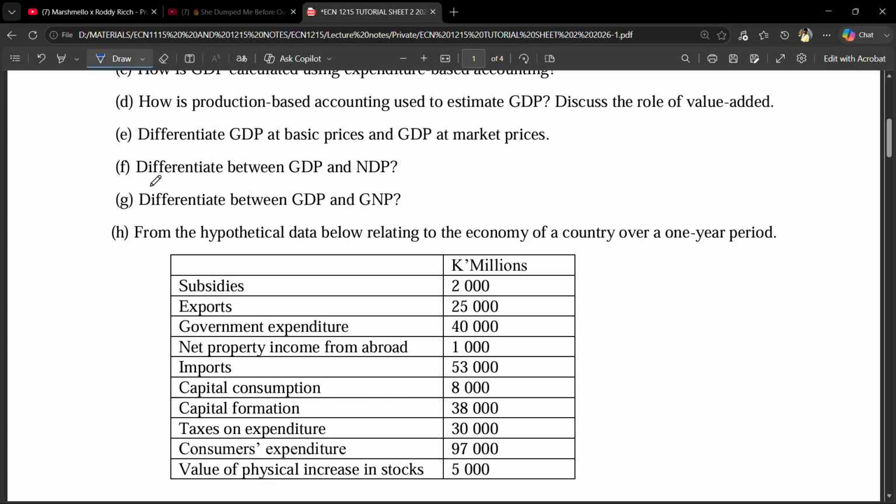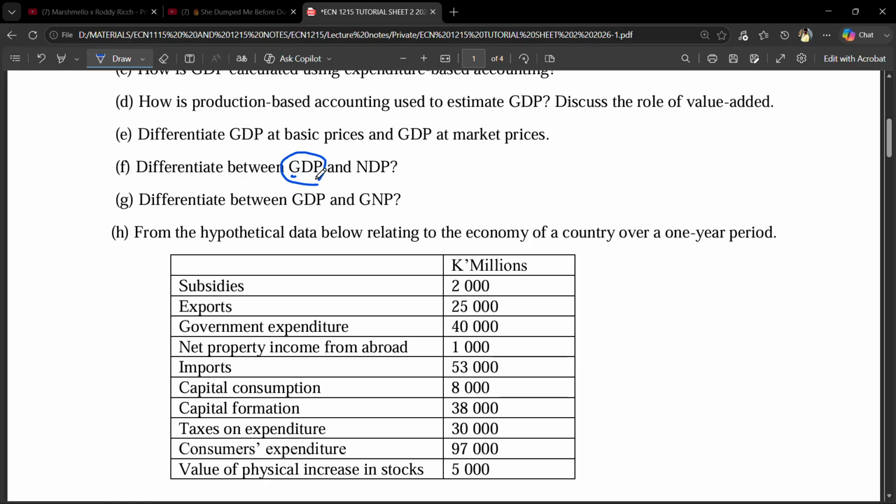Okay, moving on to F. F is simply saying differentiate between GDP and GDP. So you have to understand that GDP, as we have G here, stands for gross domestic product. So this G stands for gross, and that gross means that we are adding depreciation.